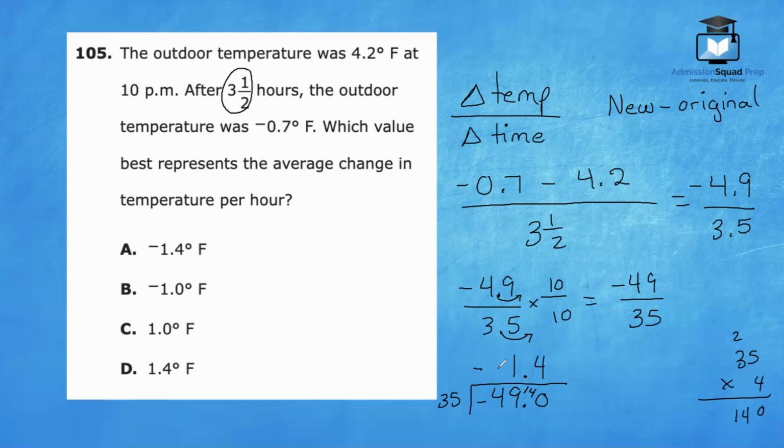Notice we have a negative sign because the temperature is actually dropping. From 10 p.m., it starts off at 4.2 degrees Fahrenheit, and then 3.5 hours later, it goes down to negative 0.7. So the average change in temperature per hour is that it's going down 1.4 degrees Fahrenheit per hour. So the correct answer is choice A.